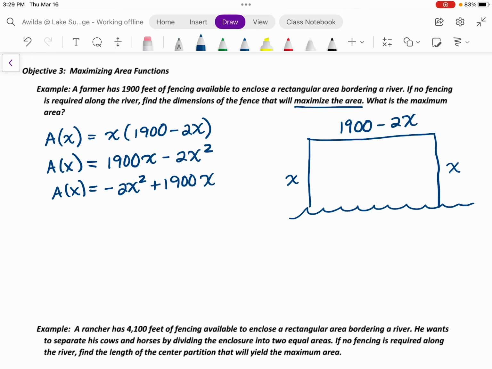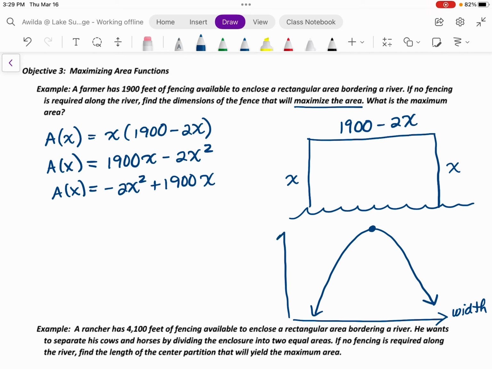So the area of this rectangular region is going to have a graph that is a parabola that opens down. I know that because the leading coefficient is negative. And here, the x-axis is going to represent the width of the region, and the y-axis is going to represent the area. Width here is going to be in terms of x, by the way. So the maximum area is going to occur at the vertex.